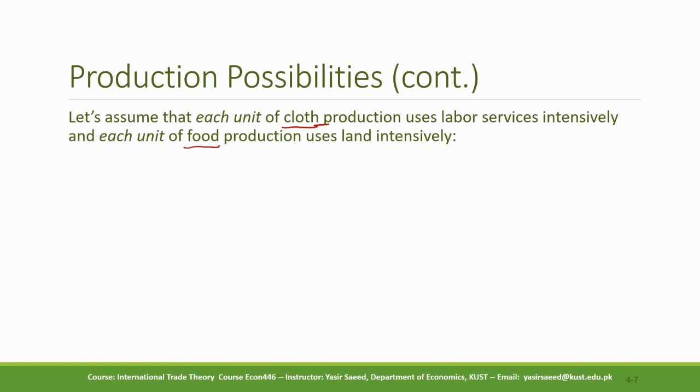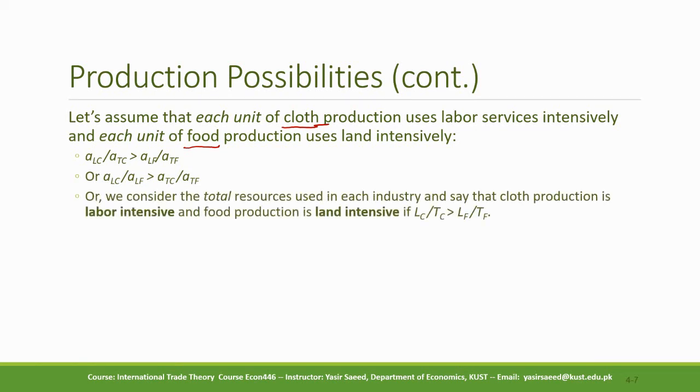We consider cloth to be a labor-intensive good, meaning that when we want to produce a unit of cloth, we need more labor as compared to land for its production. And for food, we need more land rather than more labor for its production. So we say that cloth is labor intensive and food is land intensive. The equation we can use for this purpose is ALC or ATC, which is greater than ALF or ATF.